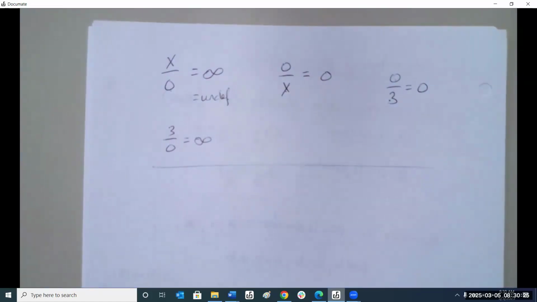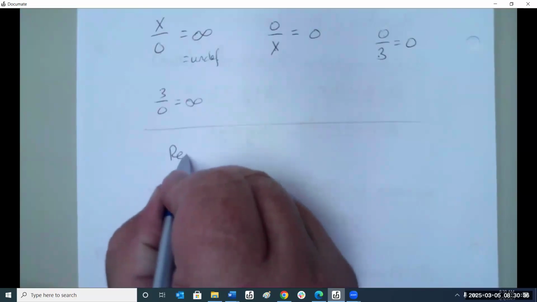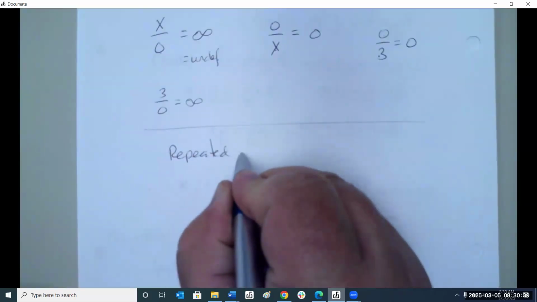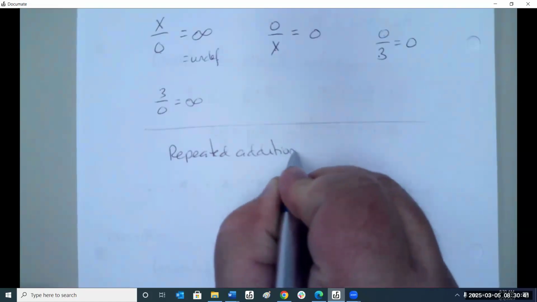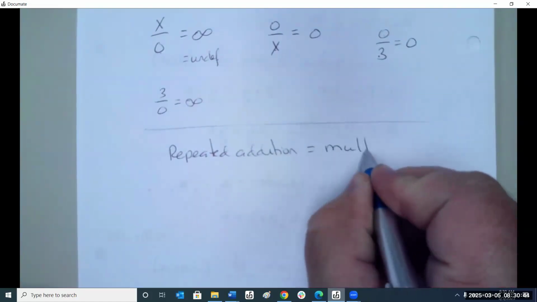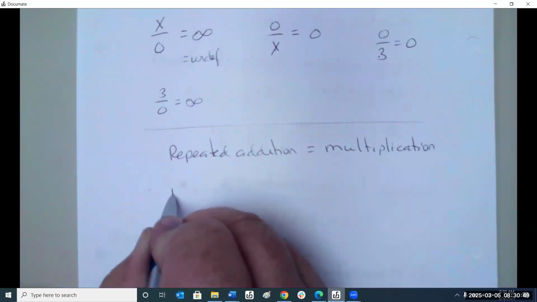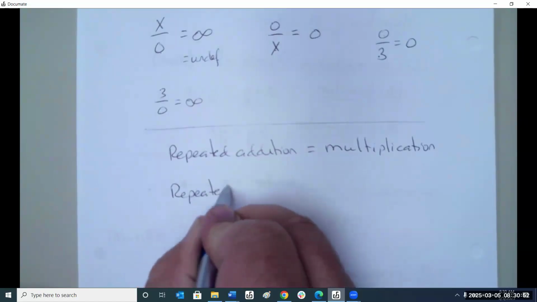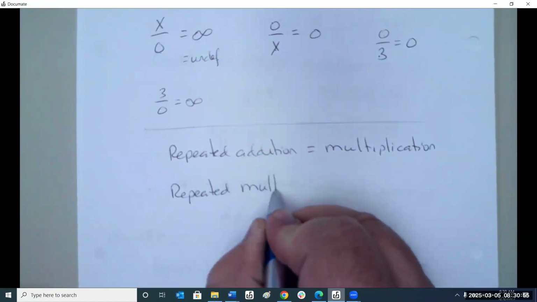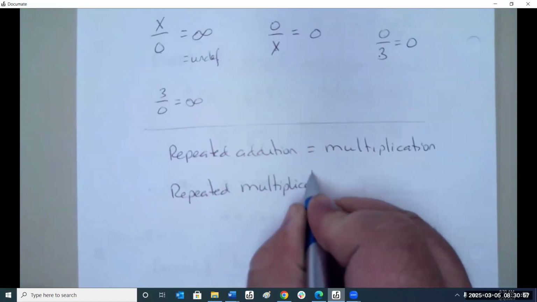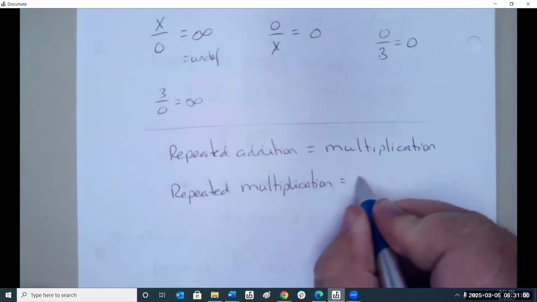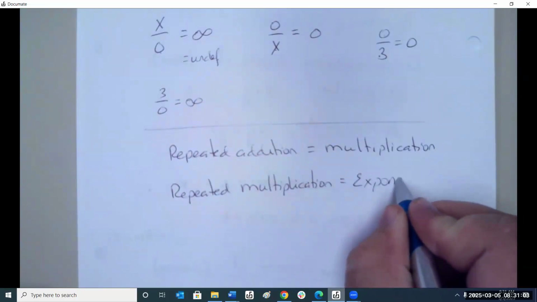So we know that repeated addition is multiplication. What about repeated multiplication? What's that called? Exponent. Repeated addition equals multiplication. Repeated multiplication equals exponents.